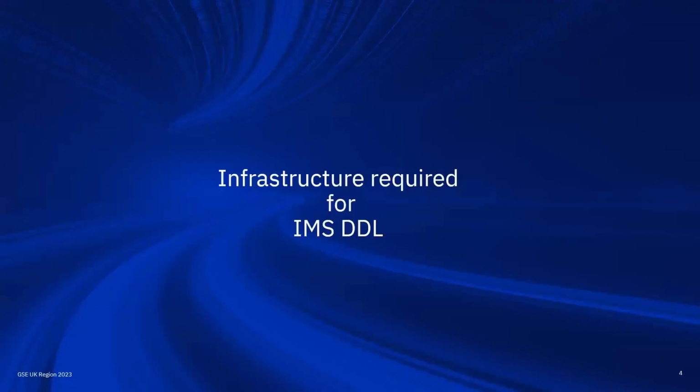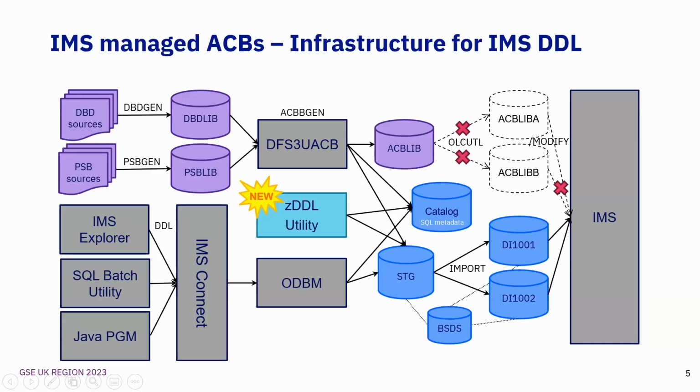So what's the infrastructure that you need to have in place to start using DDL for database management in IMS? That infrastructure is called IMS Managed ACBs. So on this page, on the lower right-hand side, in blue, is the infrastructure that you need to have in place to use DDL with IMS. IMS does not use ACB libraries. You'll see it's got data sets called DI1001, DI1002. These are the IMS directory data sets.